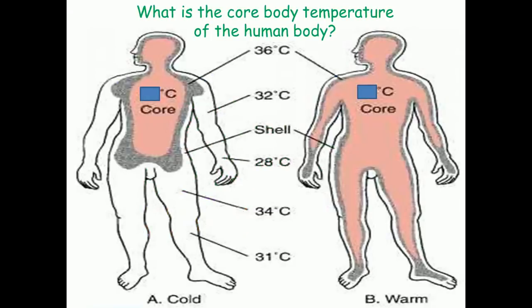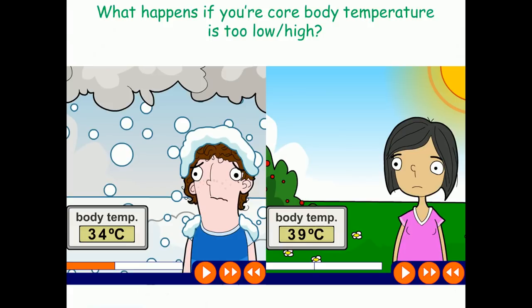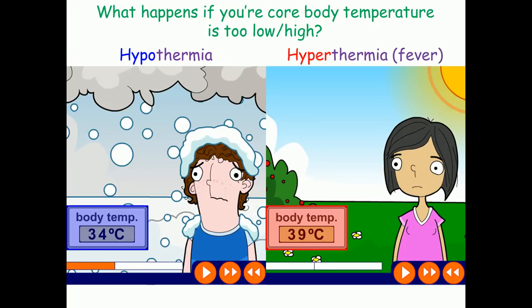The core body temperature of a human body is 37 degrees Celsius. So if your core body temperature is too high or too low, then there are effects that happen. So for instance, if the body temperature is below 37 degrees Celsius, so it reaches around 34, that means that the core body temperature has decreased and you could get hypothermia. However, if your body temperature increases above 37 degrees Celsius, then you get hyperthermia, which is also known as a fever.